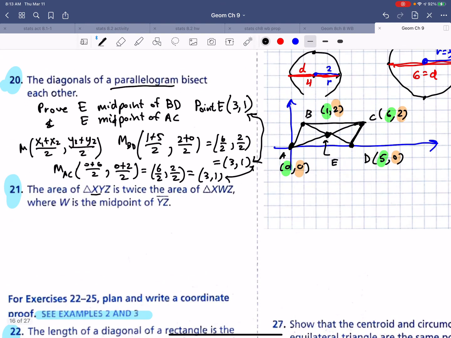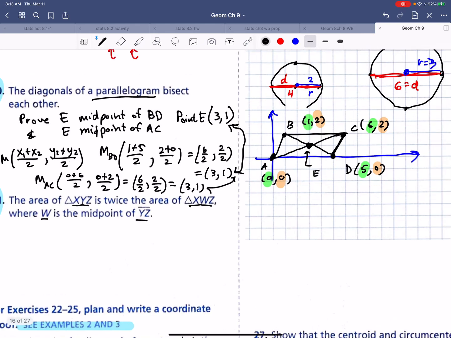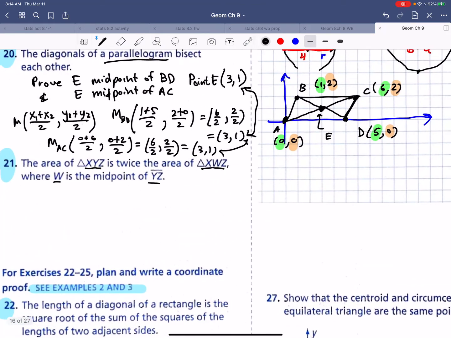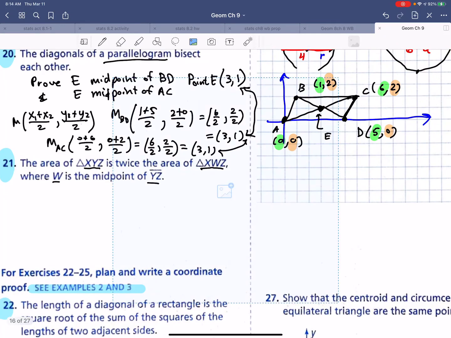21. The area of XYZ is twice the area of XWZ, where W is the midpoint of, oh, we gotta get to drawing here. Okay, so we're not doing number 27. So let's go ahead and add some more graph paper in.